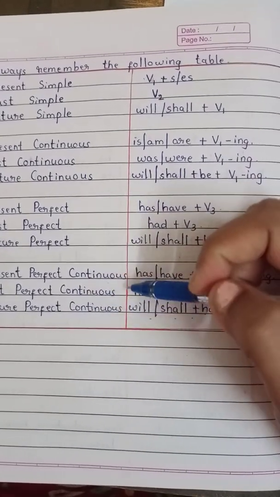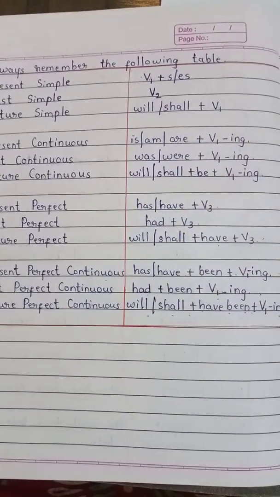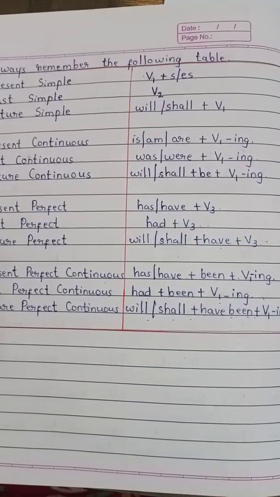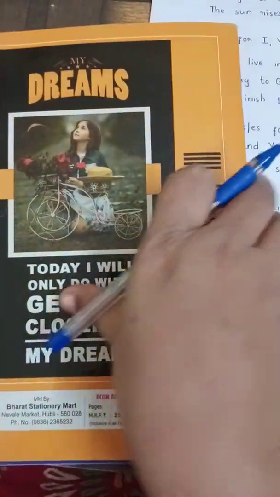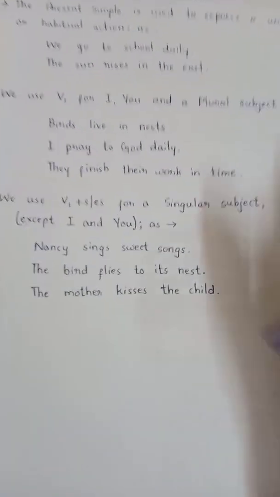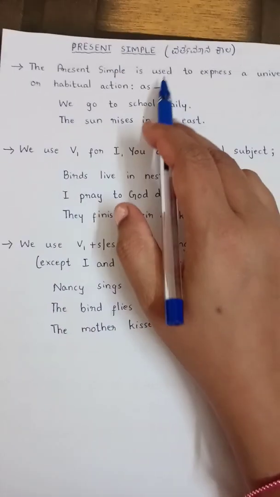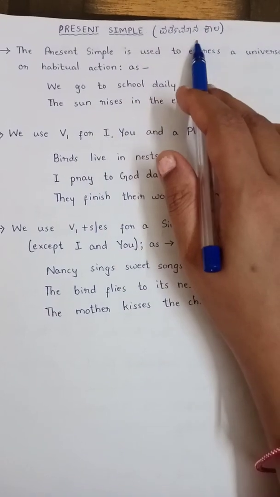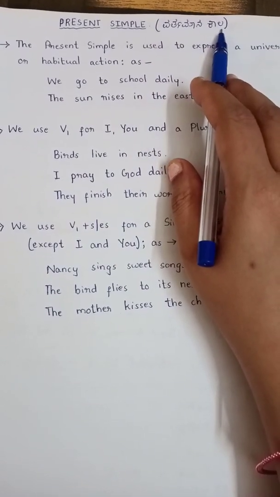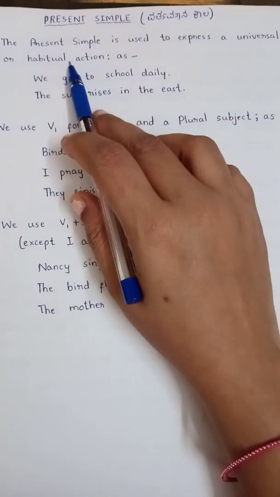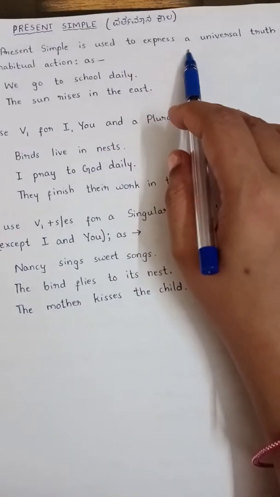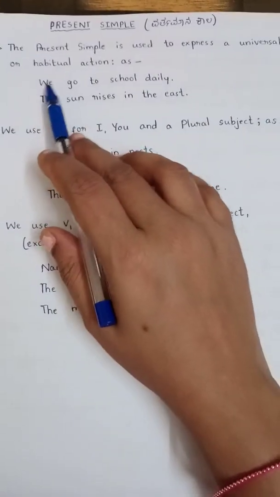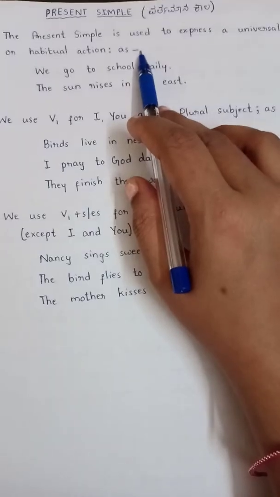So children, today we'll study each tense separately. Okay, so first thing is we will study about the present simple. What is present simple? In Kannada it is Vartamana Kala. Okay, so the present simple is used to express a universal truth or habitual action.